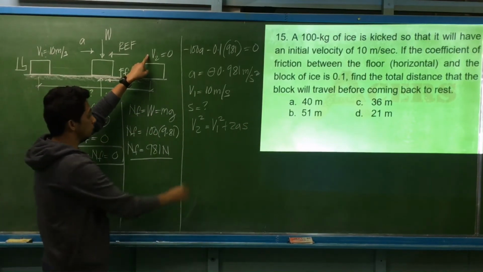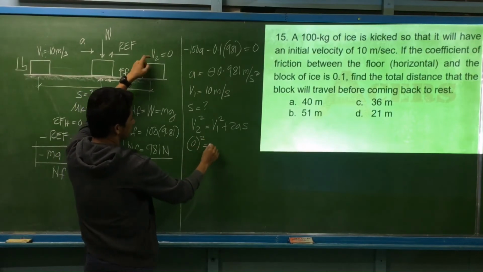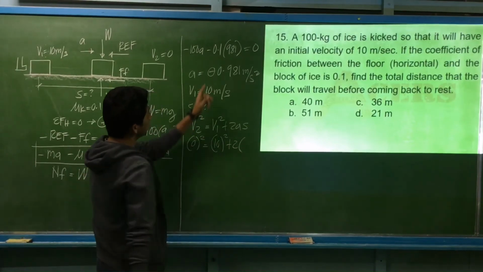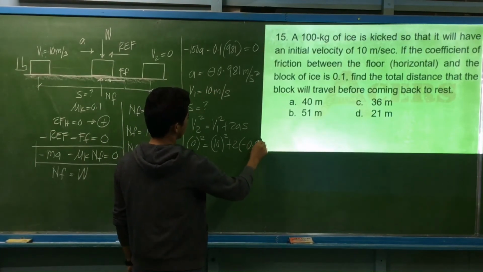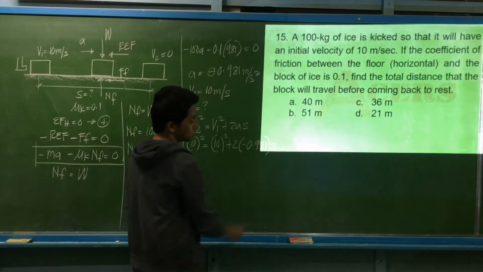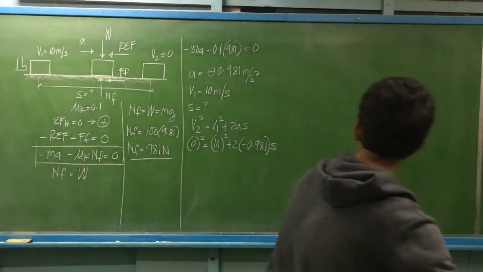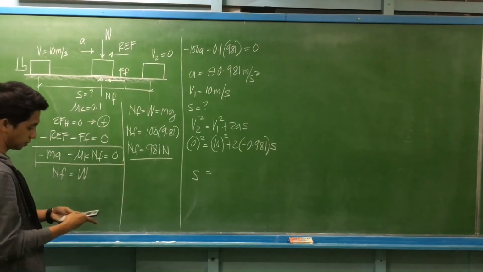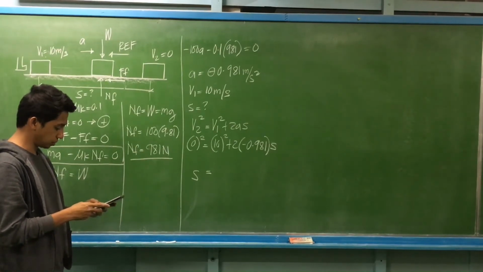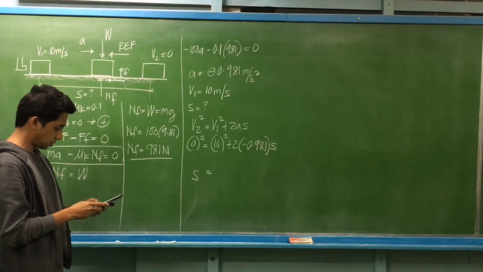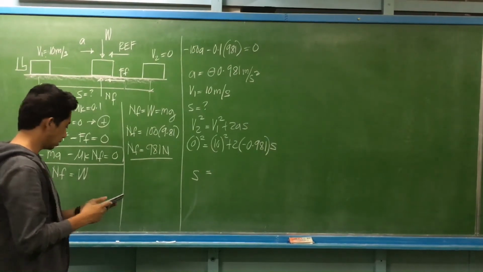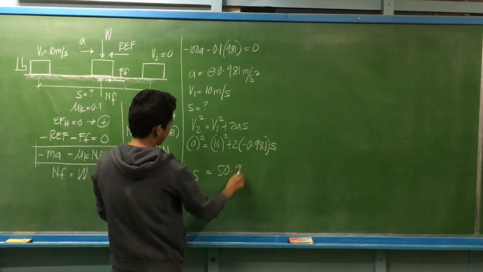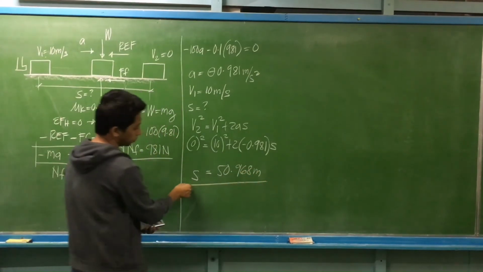What is our final velocity? That is 0. What is our initial velocity? We have 10. That is 10 squared plus twice, okay, this is deceleration, slowing down, negative 0.981 times the distance. So, computing for the distance, this is now equal to 100 divided by twice of 0.981. So we have a distance of 50.968 meters before coming back to rest.